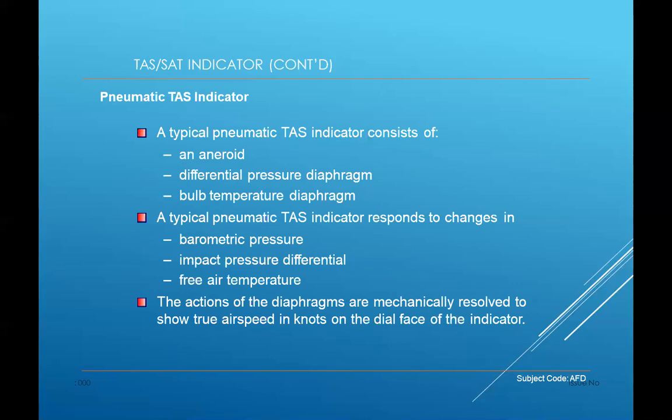A typical pneumatic TAS indicator has an aneroid differential pressure diaphragm and a bulb temperature diaphragm. It responds to changes in barometric pressure, impact pressure differential, and free air temperature. The action of the diaphragms is mechanically resolved to show true airspeed in knots on the dial face of the indicator.